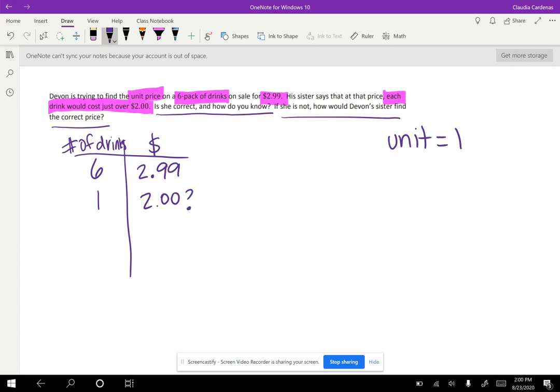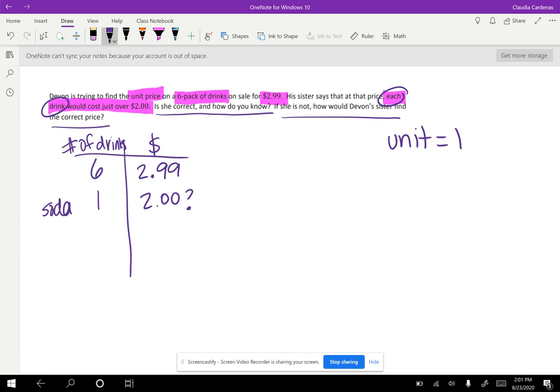Okay, so I'm going to put a question mark here because we're not exactly sure what the unit price is. And so here we want to know how much for one soda. So when we see each drink, I know that means for one soda. All right, so a unit rate, just to stamp, is the value of a ratio when compared to one unit of something, like 1 hour, 1 second, 1 week, in this case, one soda.